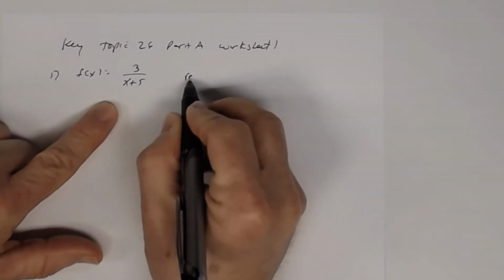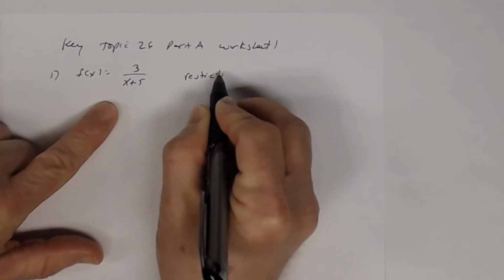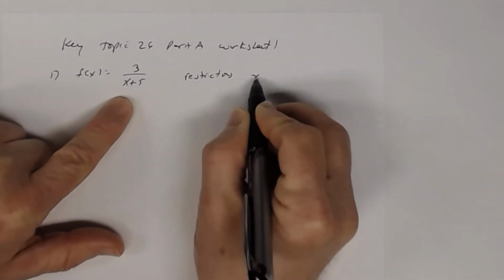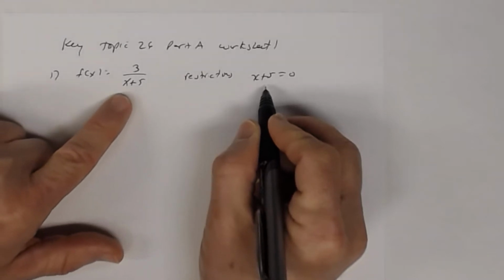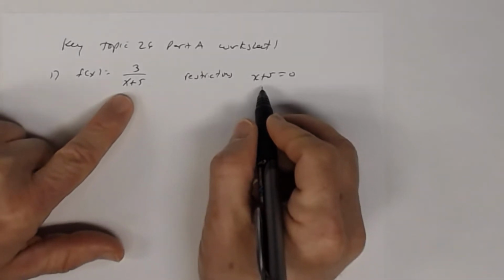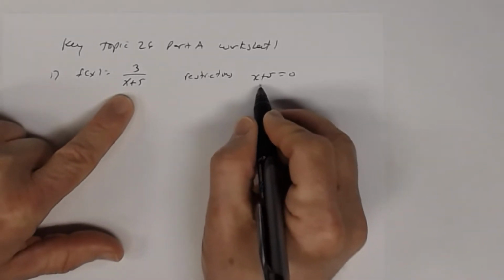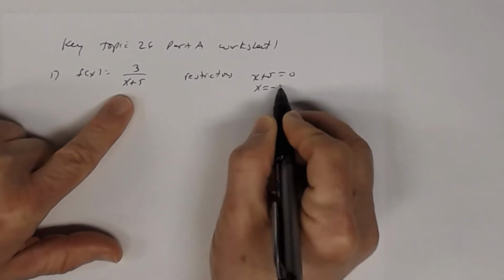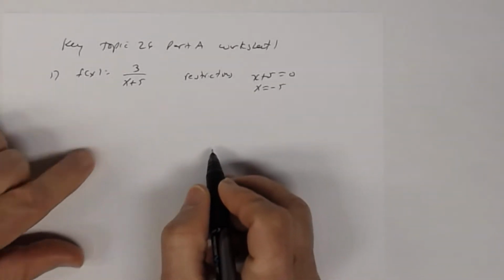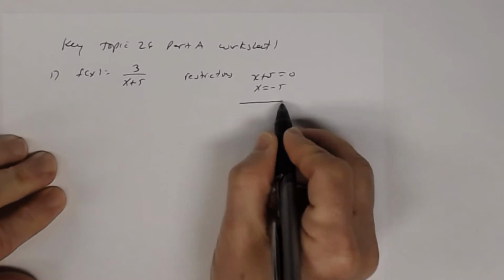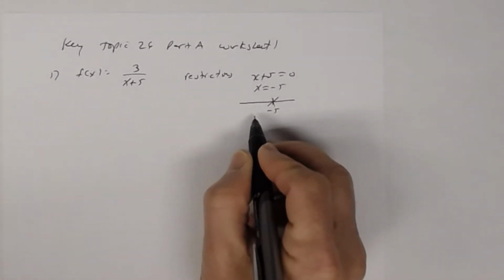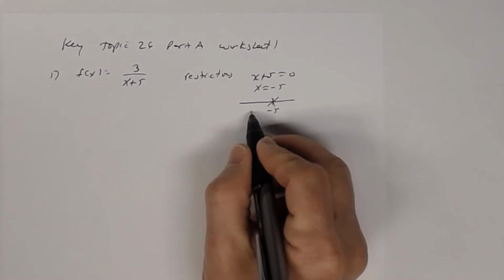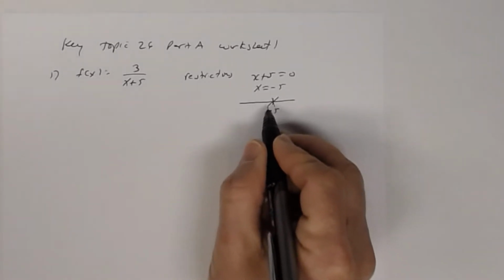So to determine the restrictions, we're going to set this denominator equal to 0 because we need to determine where this is equal to 0. So when I set that equal to 0, I get x to be negative 5. So there's your restriction. When you think about this on the number line, you have negative 5 and you can cross it out. And so the domain then would be every real number except negative 5.